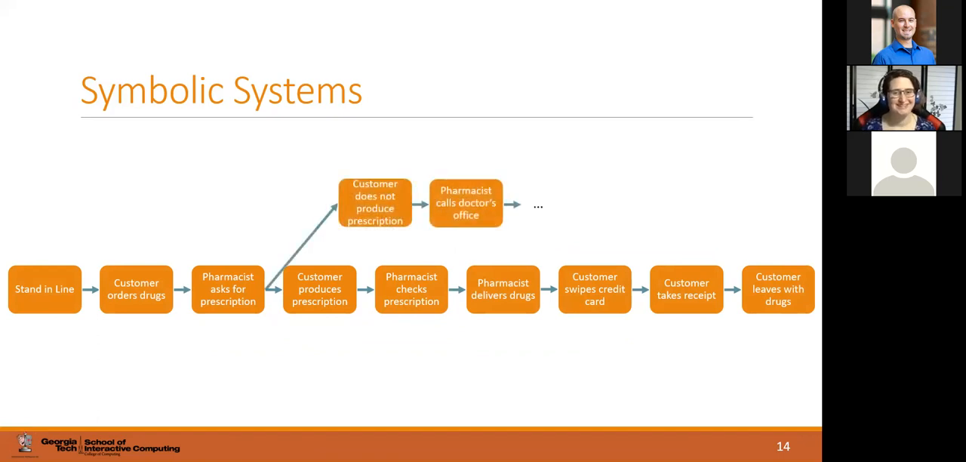Hopefully these systems are a little more interesting, and they branch. Maybe instead of the customer always producing the prescription, maybe they don't, in which case the pharmacist has to call the doctor and so on. This branching leads to planning, meaning that the system has to try to figure out how to reach a goal.